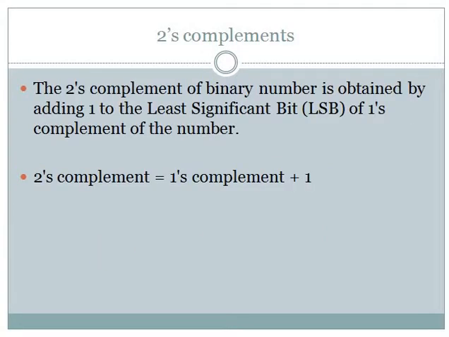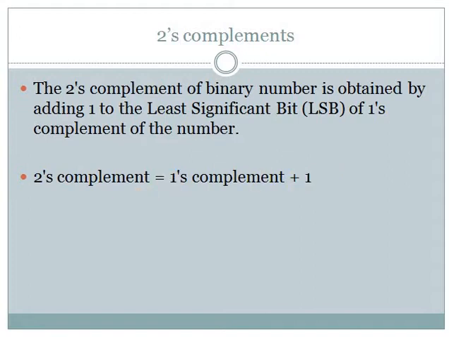Now we will see the 2's complement. The 2's complement of a binary number is obtained by adding 1 to the least significant bit of the 1's complement of the number. So 2's complement is equal to 1's complement plus 1. Here we have to first perform the 1's complement. In the least significant bit you have to add plus 1. Then that will give you the 2's complement.